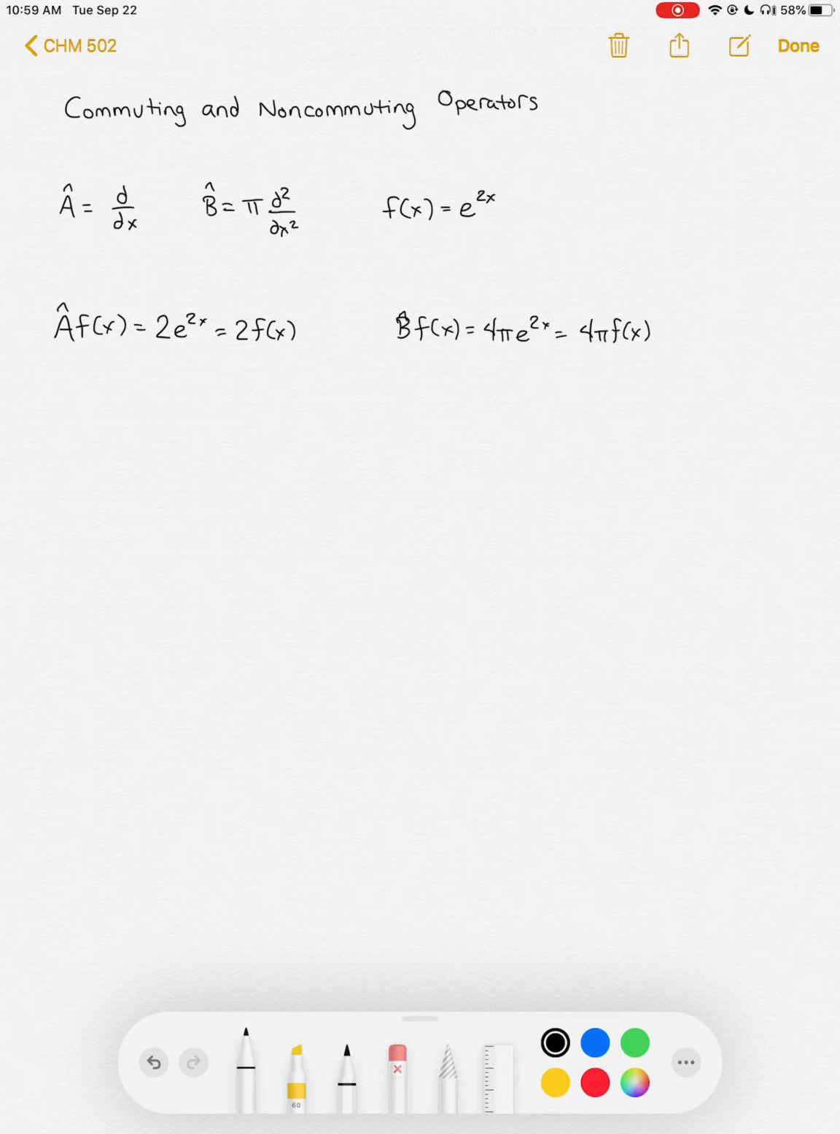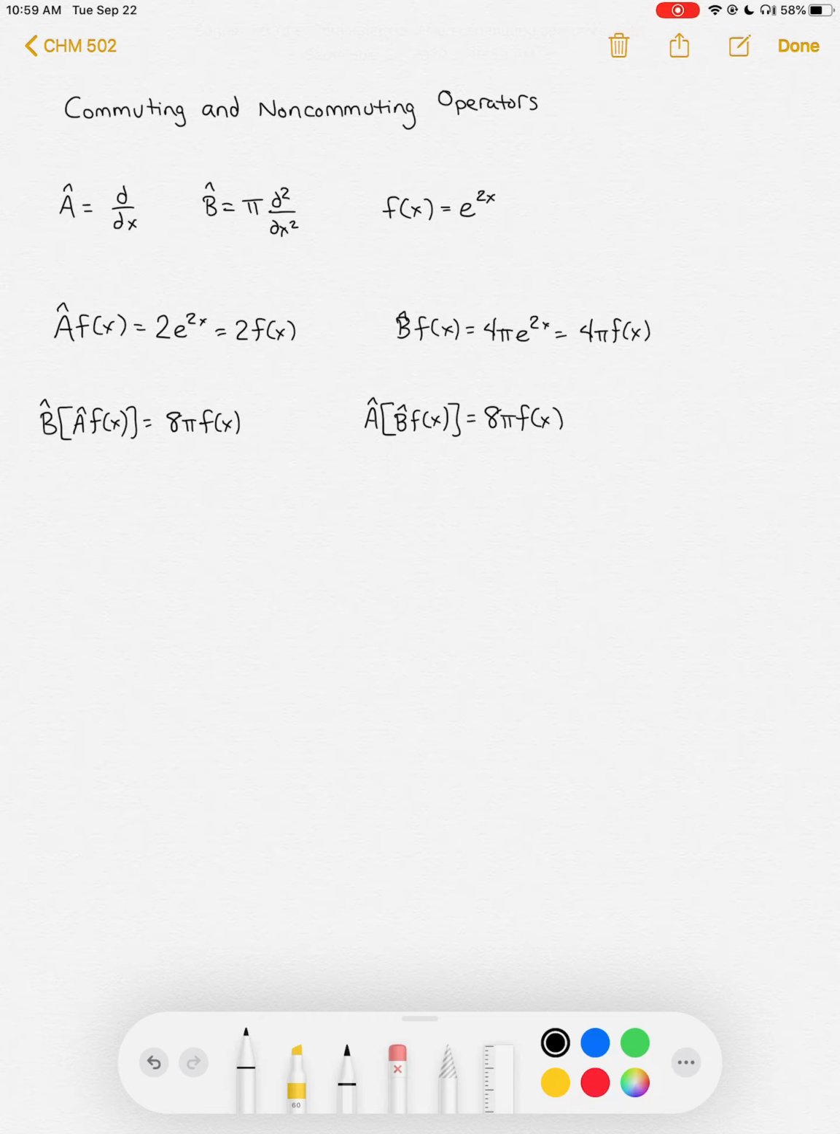So then if I operate on my function with b after I've already operated on it with a, I'm simply going to get 2 times 4 pi times f of x, which is 8 pi times f of x, because I'm just, again, taking one derivative of e to the 2x, and then that constant just hangs out and doesn't do anything. And if I do the reverse order, so if I operate on it first with b and then with a, I'm going to get the exact same thing, 8 pi times my original function, e to the 2x.